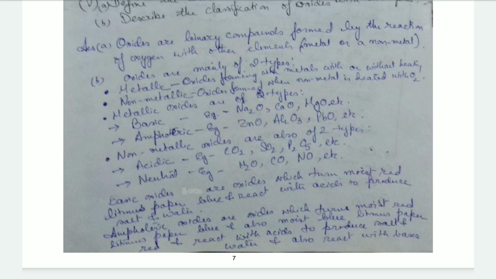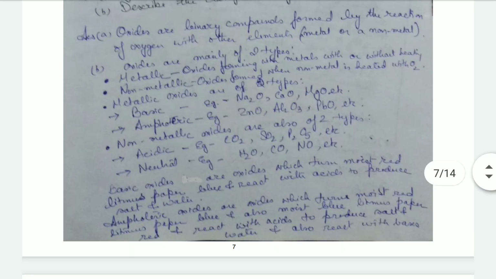In oxides, metallic oxides are those formed when metals, heated or not heated, combine with oxygen. Now, metallic oxides are of two types, basic oxide and amphoteric oxide. Basic oxides are those which, when combined with an acid, undergo a neutralization reaction. That is, salt and water are formed.